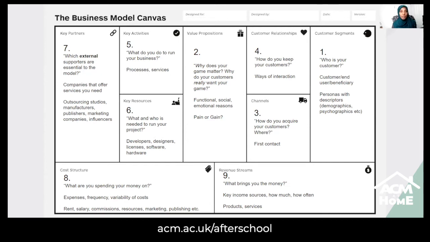But is it a freemium game where it's free to play, but with in-game purchases, or is it a game that you have to purchase in order to play? Is it going to be, I don't know, subscription based, or a one-off payment? So here's where you're going to list your model, your sales strategy, right? And then some services that you may or may not have.